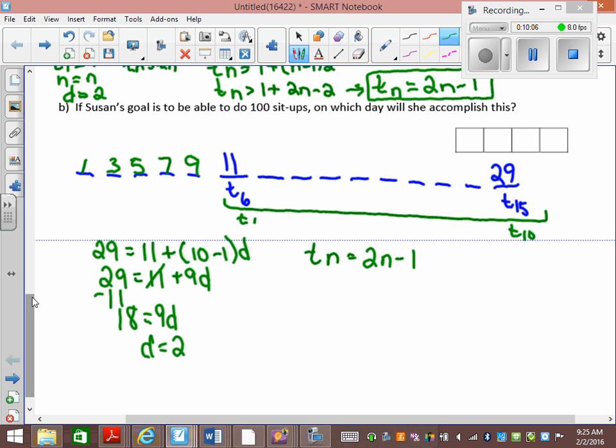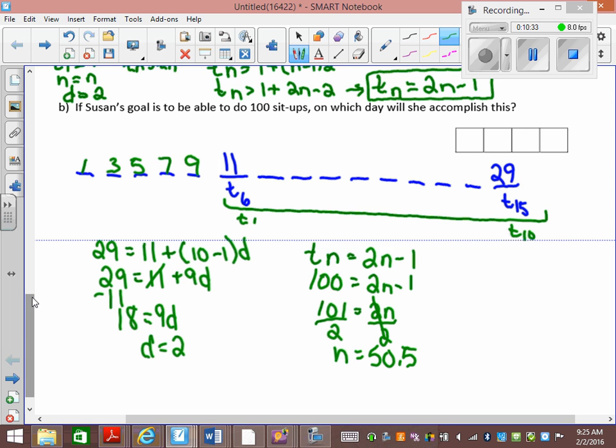So we know that the last amount she wants to do is 100 sit-ups. So we go 100 equals 2n minus 1. Add the 1. We get 101 equals 2n. Divide by 2, and we get 50.5. And you're like, hey, you told us yesterday, put a star and say n can never be a decimal, right? It can't be.